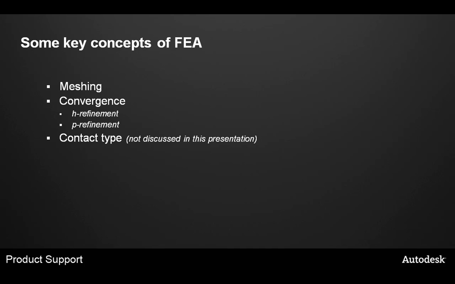Before doing any further demos inside the product, I wanted to take a couple of minutes to explain a couple of key concepts in FEA. The first one and the most important, of course, is the meshing and how you mesh. Next, I will talk about convergence in your results by using H refinements or P refinements. Not discussed today, but important to know, are also the contact types that are involved in your design. This might be the topic of the next presentation.